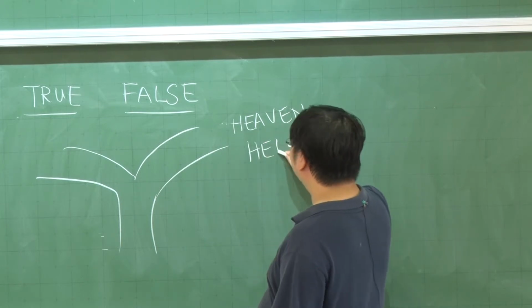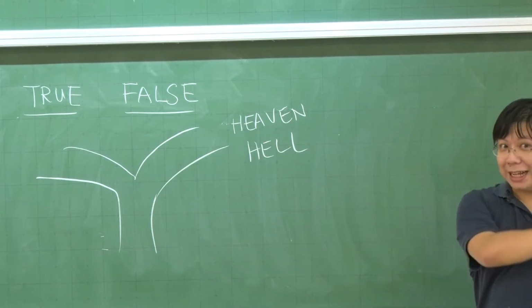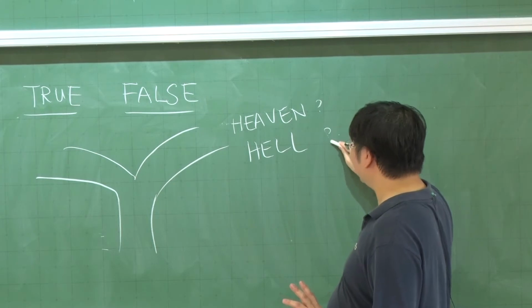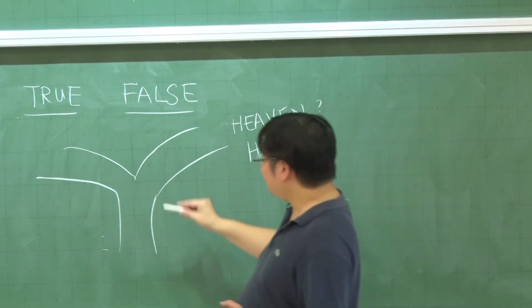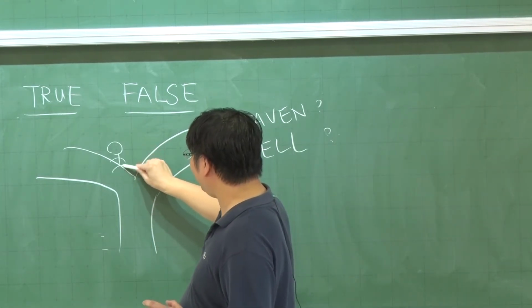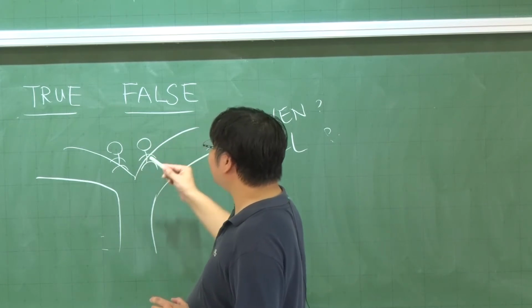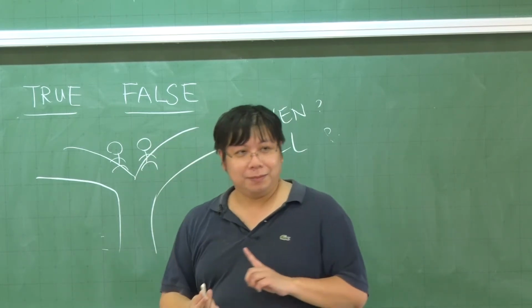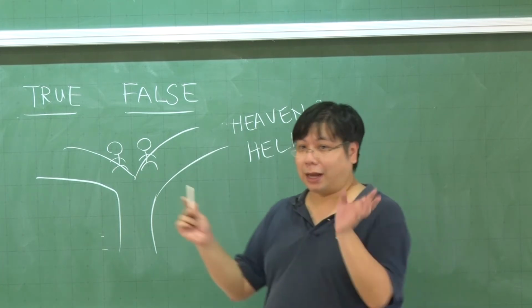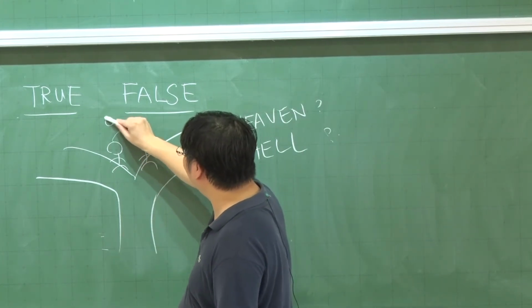One side is okay, one you don't know. You don't know which side it is. And there are 2 people standing here. For some reason, you know that one of them is true and one of them is false. They are of opposite type.